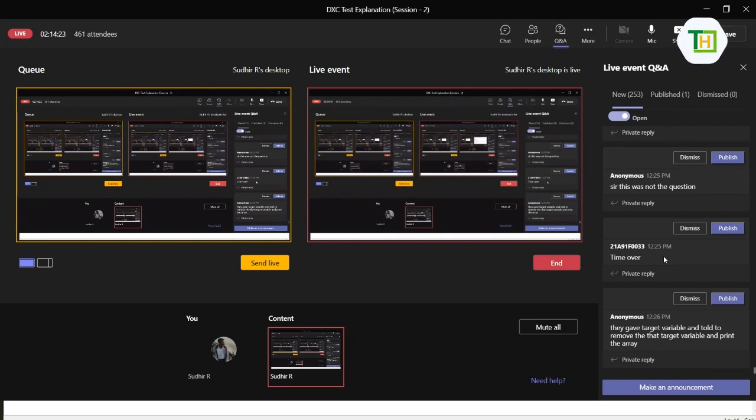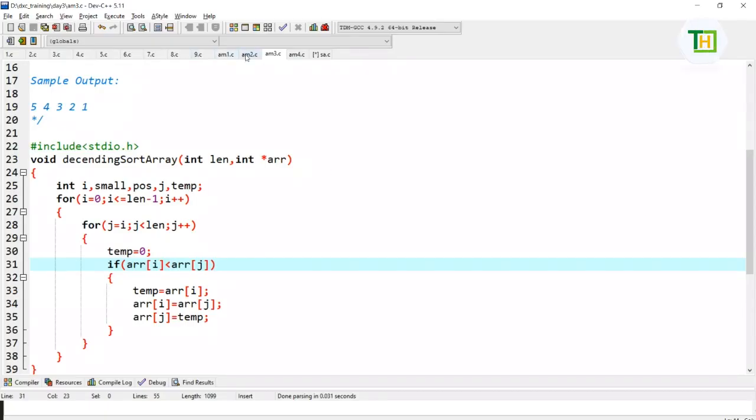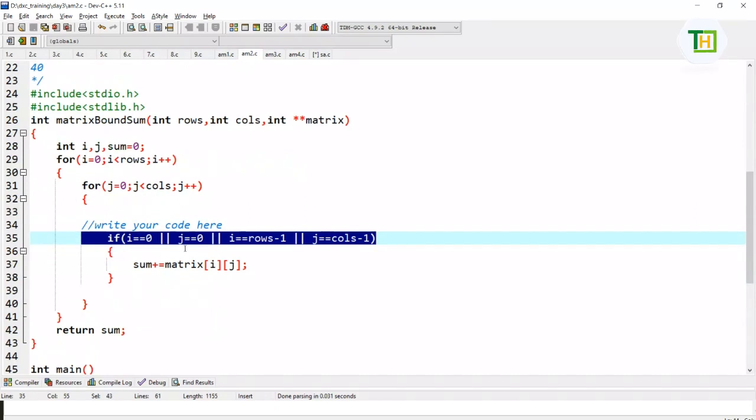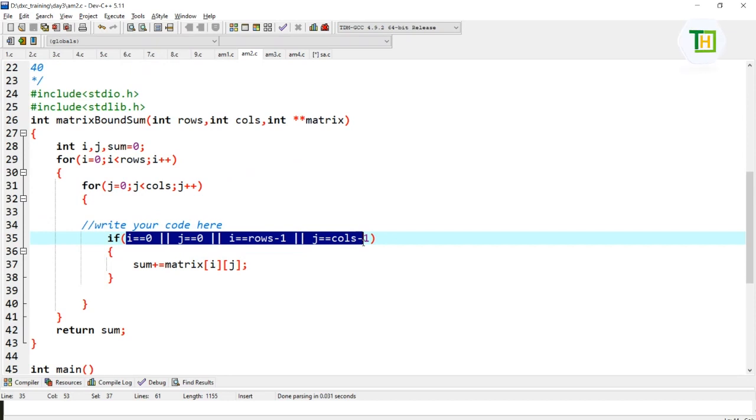Target variable to target variable, and told to remove the target variable and print the array. Yes. The last was right. So first element will be added twice? No, the first element is not added twice here. Why? Because we are checking for only one time, right? We are checking for only one time.